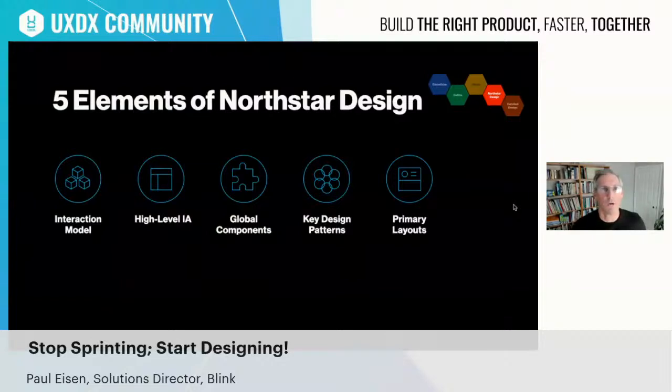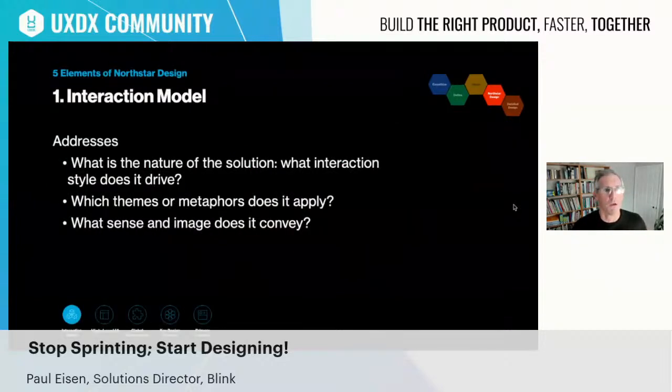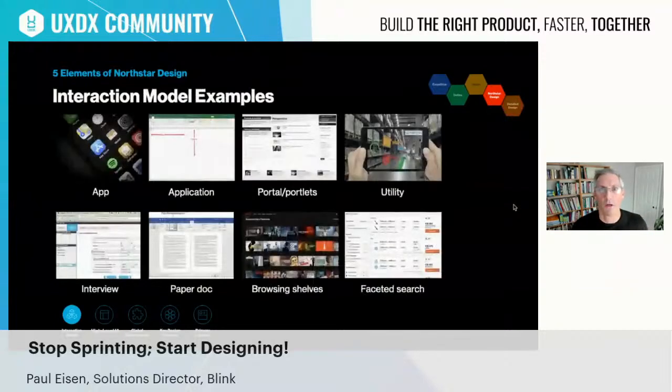So let's start with interaction model. Now, all these are going to be familiar, so it's not that I'm exposing new concepts. It's more about how we use them and how we promote them. But just to be clear about what I'm thinking about these elements. So the interaction model addresses what's the nature of the solution. What interaction style does it drive? Themes and metaphors. What sense and image does it convey? And this is foundational to setting expectations on the end user's part of how am I going to interact with this product or platform.